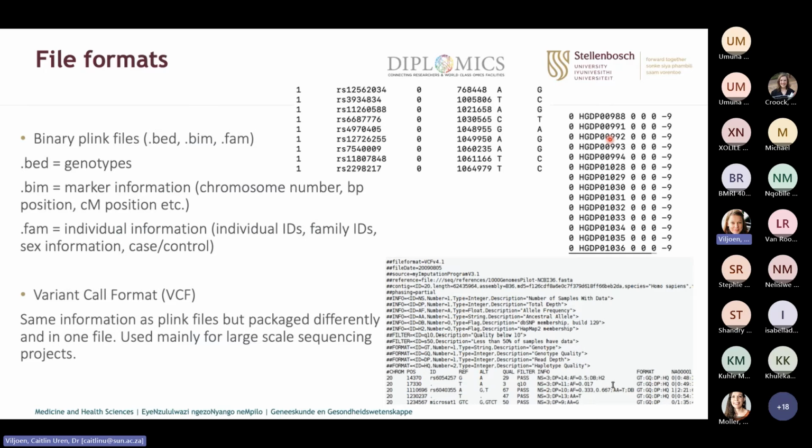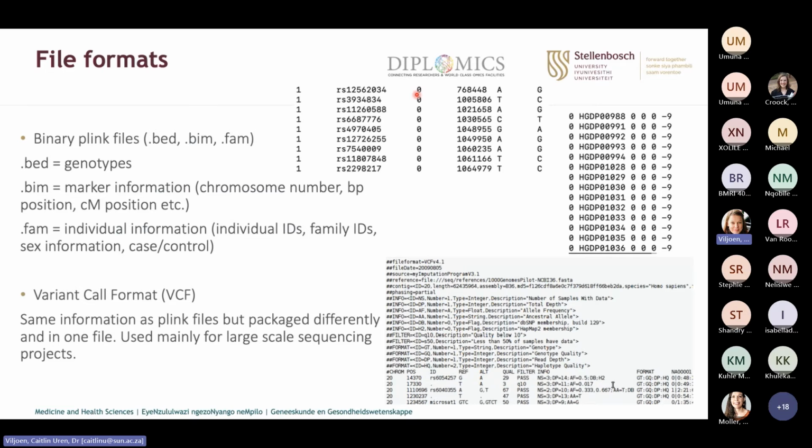The .bim file has your marker information, so you can see the screenshot on top left. That is a screenshot of a .bim file, actually the one that you're going to be working with. So you can see in the first column you have your chromosome number, your RSID. The third column generally will have your centimorgan, so your recombination rate at that site, the base pair position, and the two alleles at that site.